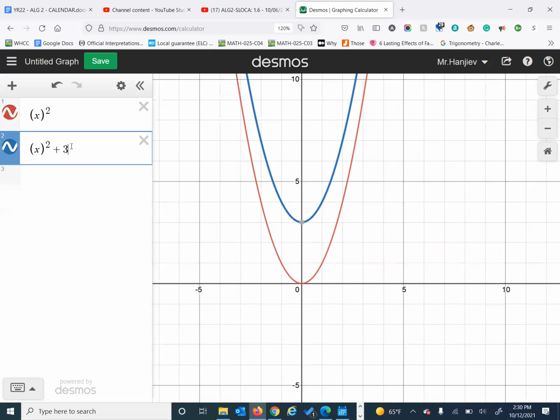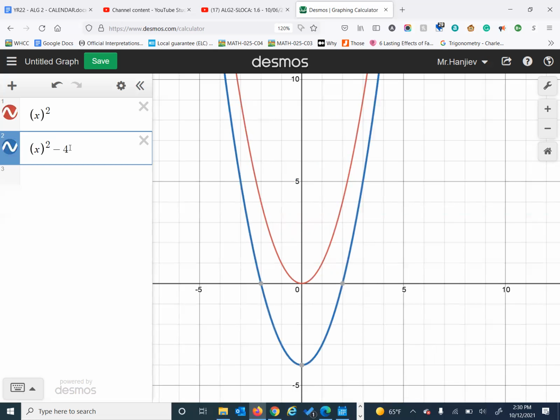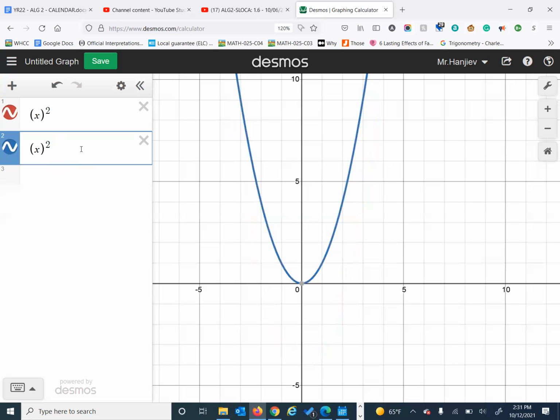So let's go with it. What happens if I put in plus 5? What do you think is going to happen? I change it to a 5. Sure enough, we just go higher, right? So now the question is, how about if I go minus? What's going to happen? Yep, you have a vertical shift, and if I do minus 4, it goes 4 units down. So this little number at the end, each time, if it's plus, it goes up. If it's minus, it goes down. Interesting.